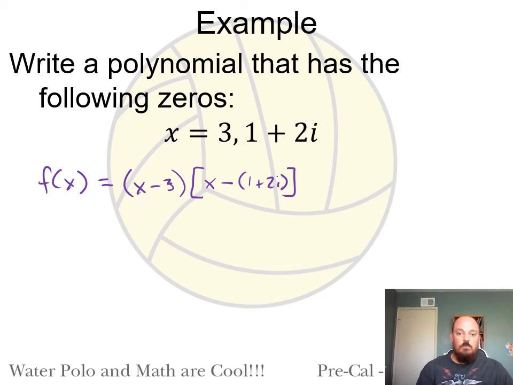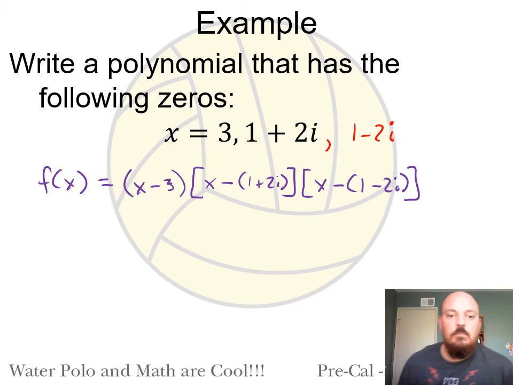Now here's the important part though. Before I even wrote those two things down, what I should have done is realized, even though I didn't say it in the question, there's actually a third 0. Because if 1 plus 2i is a 0, so is 1 minus 2i. Conjugates always go together as solutions. So I'm actually going to have one more factor here, and it would be x minus 1 minus 2i.